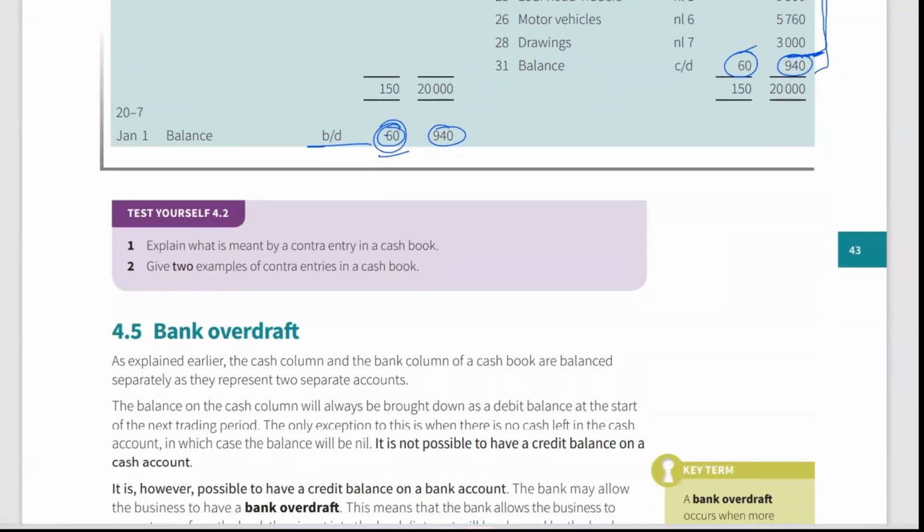Explain what is meant by contra entry in cash book. Since it has come up a few times, I'm expecting you to be able to solve this as a homework. Give two examples of contra entries in a cash book. There are only two examples. It's not like we have tens of them. There are two possibilities. Either withdraw cash from bank to cash or deposit cash from cash to bank.